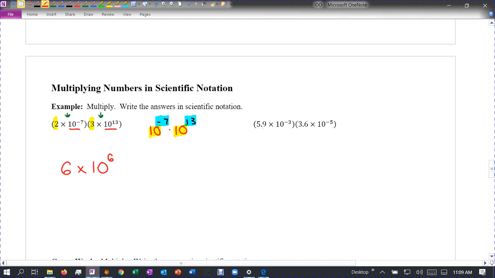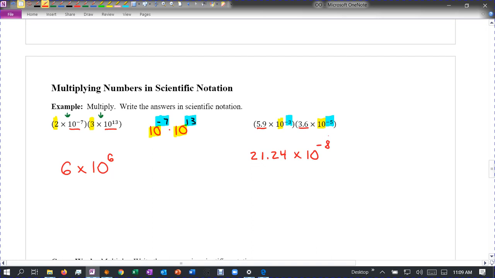Okay, take a look at this one. We have this number and this number. We get on our calculator 5.9 times 3.6. That's going to give us 21.24. Then we're going to do our bases, 10. We have exponents negative 3, negative 5. Let's add those up. That should give you times 10 to the negative 8, because negative 3 plus negative 5 is negative 8.